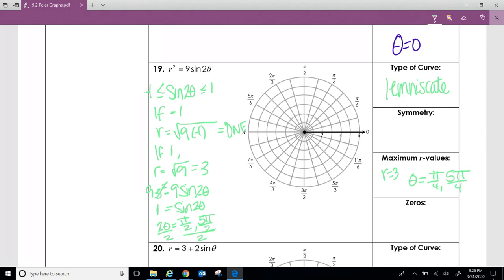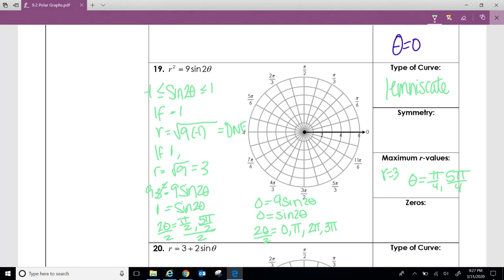All right, our zeros are going to be when 9 times sine 2 theta is equal to 0. Dividing by 9, we still get 0 is equal to sine 2 theta. Sine is equal to 0 when 2 theta is equal to 0 or pi. But keep in mind, we have to go around because it's 2 theta. We're going to make one more trip around the unit circle. So adding 2 pi to 0, we get 2 pi. Adding 2 pi to pi, we get 3 pi.